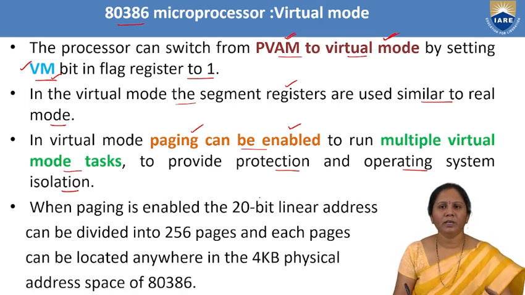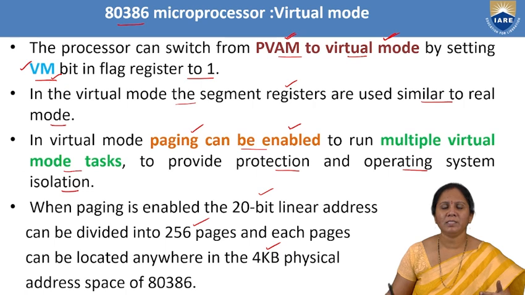Now, when paging is enabled, the 20-bit linear address can be divided into 256 pages. When they are divided into pages, each page size will be 4 KB in the physical memory. The main difference between the segmentation unit and the paging unit is that segmentation divides the physical memory into segments, and the segment size is variable, whereas the paging unit divides the physical memory into fixed size pages. Each page size is 4 KB.